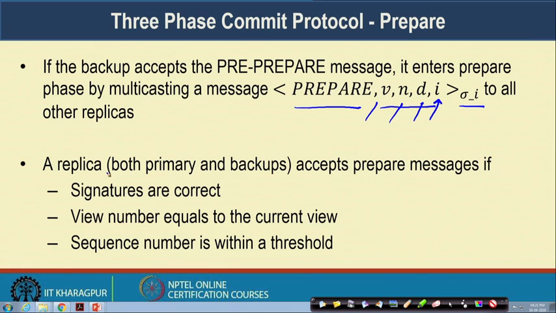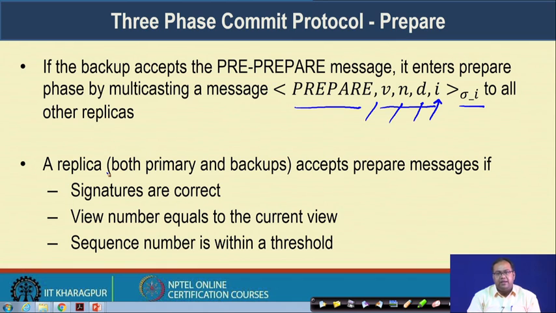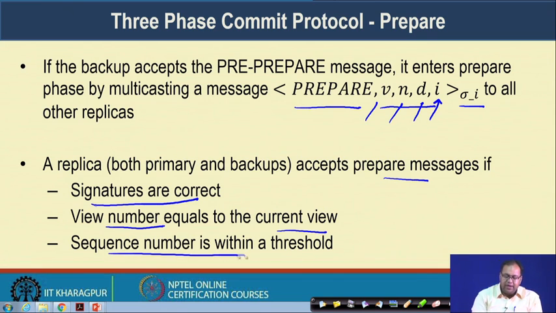A replica, the replica here can be a primary as well as a backup, accepts the prepare message if the signatures are correct, so it is coming from the intended backup, the view number equals the current view, so the message is in the current view, and the sequence number is within a threshold, the sequence number is not too old. So, it is not a replay.